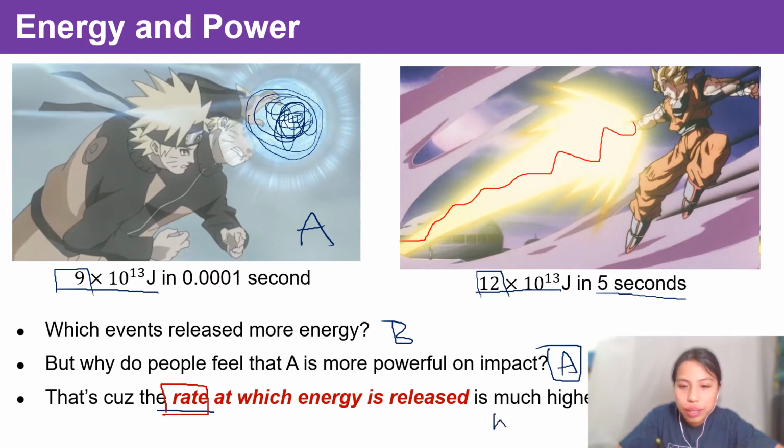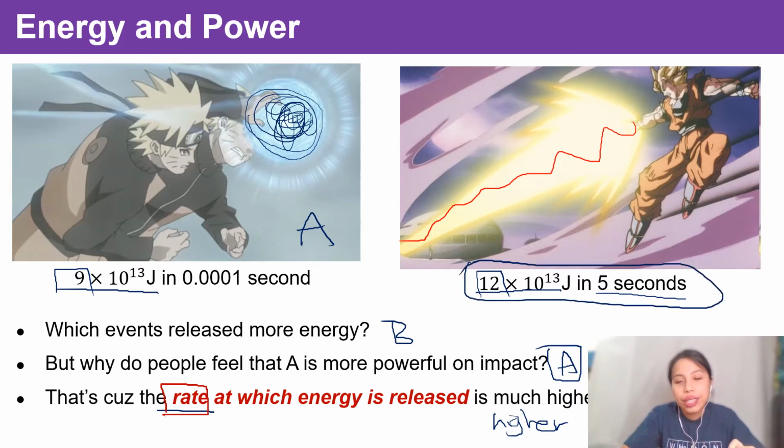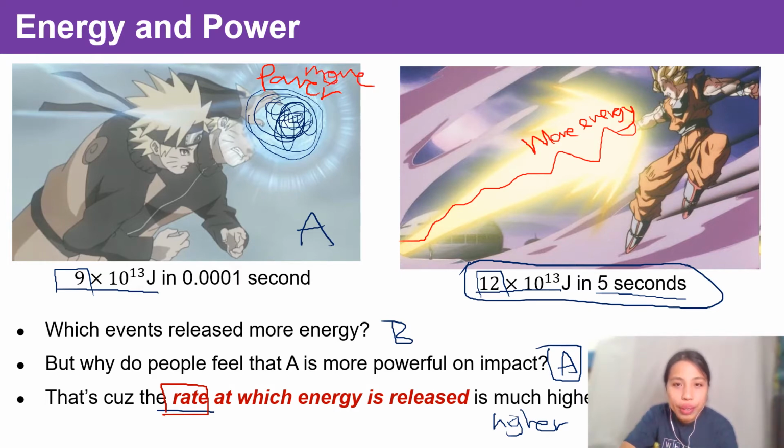Higher is the word. So maybe this guy on the right, he released that amount over 5 seconds. So that's the power of it. Whereas the guy on the left, in barely 1 second, boom, you get all that energy right onto you. So in that sense, this fella has more power, but the one on the right has more energy in total. So more power, more energy, both equally deadly.